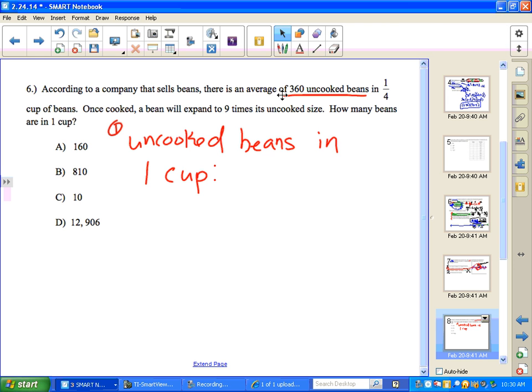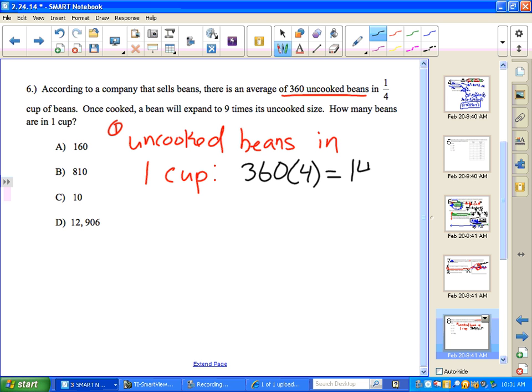Okay, so how do you do that? How do you find the amount of uncooked beans in 1 cup? Hopefully you were thinking, or hopefully someone said, you take 360 times 4. You need to take that fraction, multiply by the denominator, figure out how many uncooked beans are in 1 cup. 360 times 4 is 1,440.